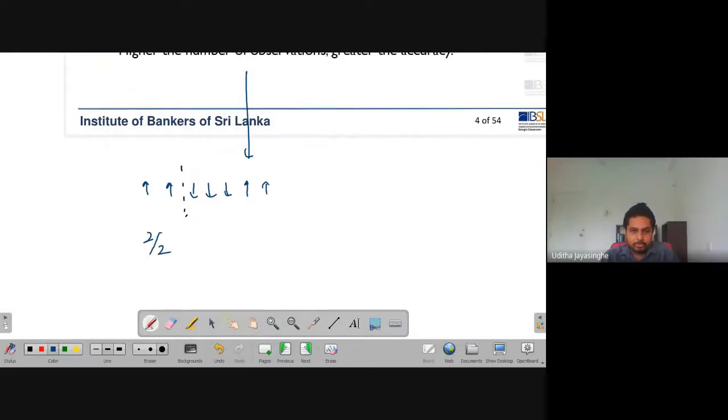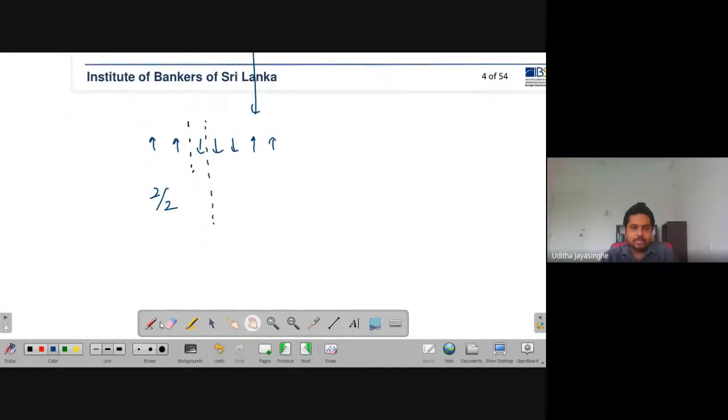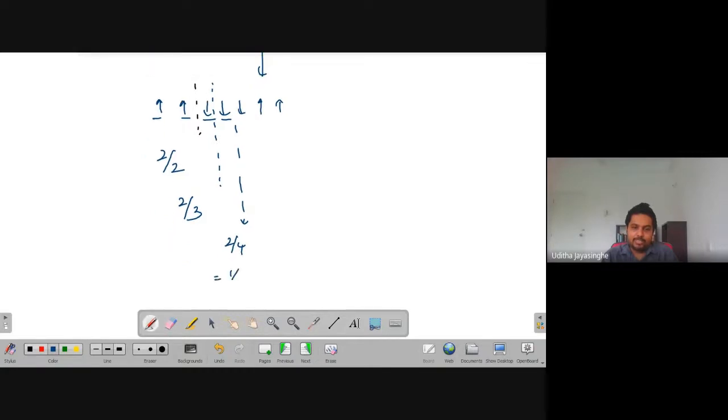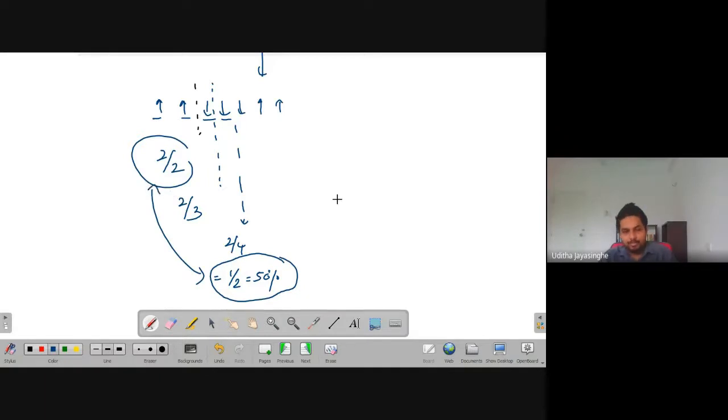But what if you move to here? Now the situation is getting interesting. 2 divided by 3. 3 instances, first, second, and third. Fourth, more interesting. 2 divided by 4, equal to 1 divided by 2. 50-50. Now consider this point and this point, students. See how vast a difference the number of observations can make.